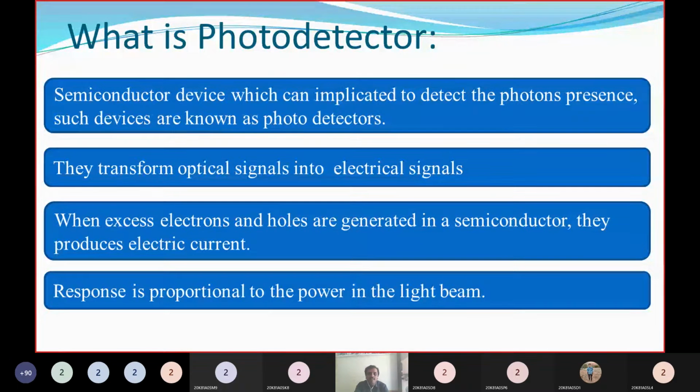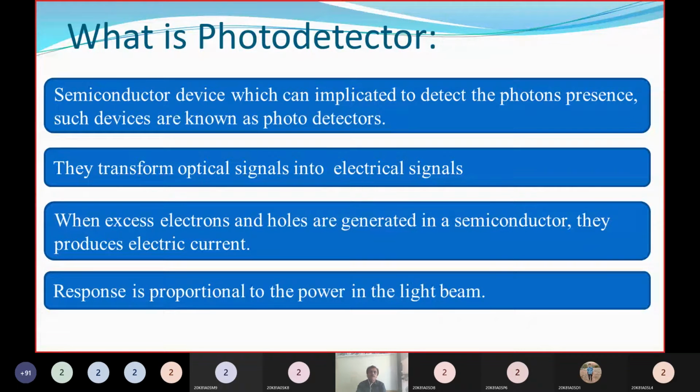Whenever light falls on a semiconducting device, excess electrons and holes will be generated. Why? Covalent bonds break when light is absorbed by the semiconducting material. By using that light energy, the covalent bond breaks and electron-hole pairs are generated.